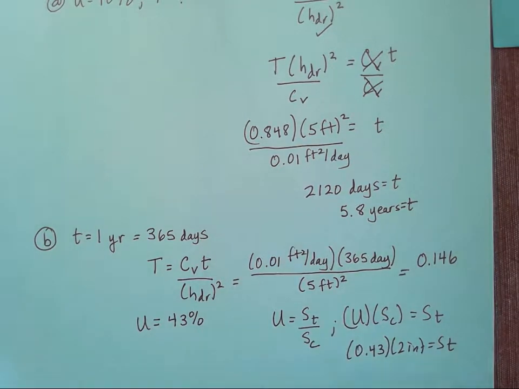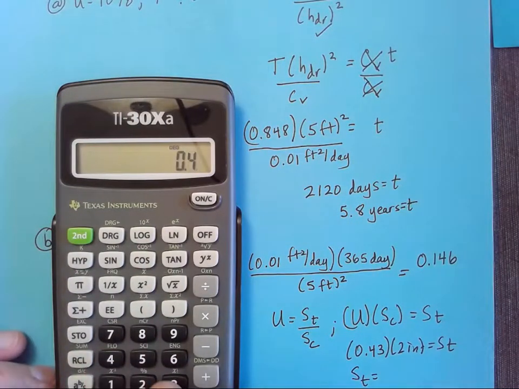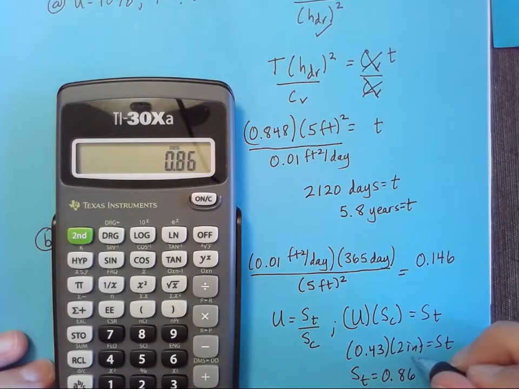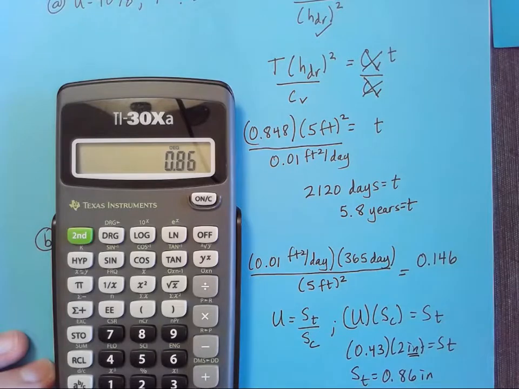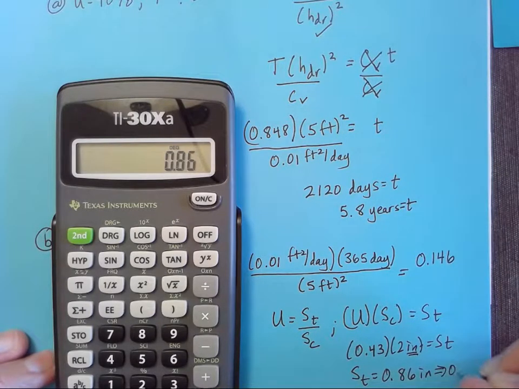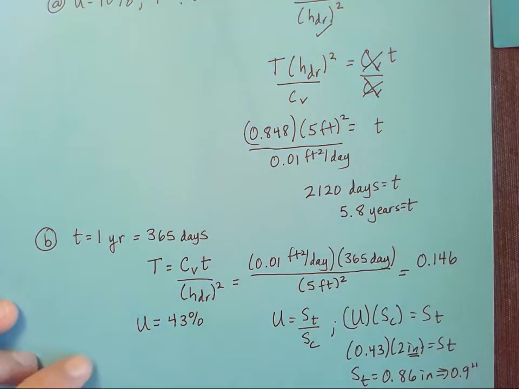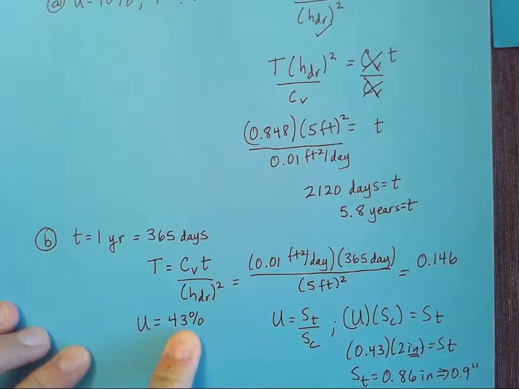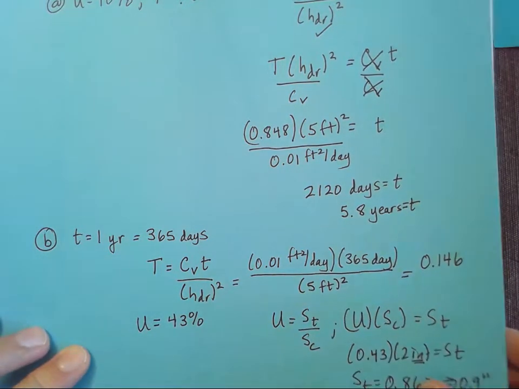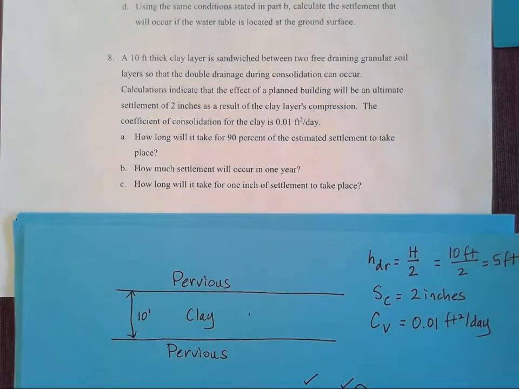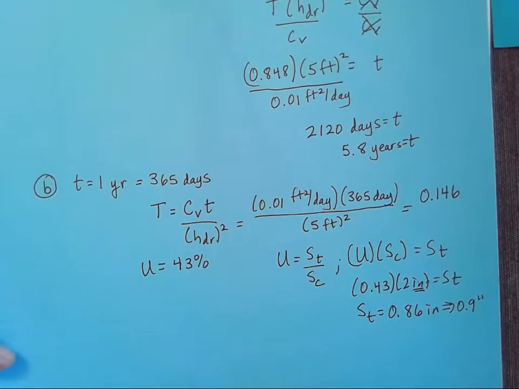So I'll put that into my calculator. I'll get my St. It is 0.43 times 2, and it's 0.86. Remember, this is inches here because I'm putting inches in. So, we could say that's about 0.9 inches. Round that up a little bit. All right, so in 1 year, it's 43% consolidated, and it's about 0.9 inches. And then last part of this problem, how long will it take for 1 inch of settlement to take place? Okay, we're pretty close to 1 inch of settlement, but we're only at 0.9, so it's going to take a little bit more than a year.